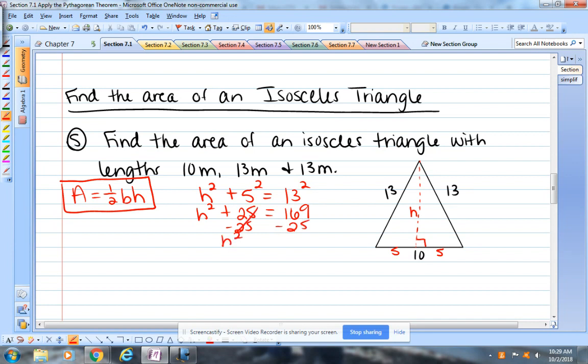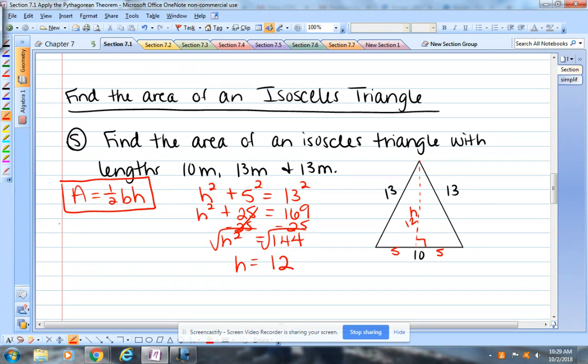So h squared equals, and then I take the square root. So the height is what? 12. Now I'm not finished with this problem. I just found the height. I need to find the whole area of that triangle. So do I have everything I need to find the area now?